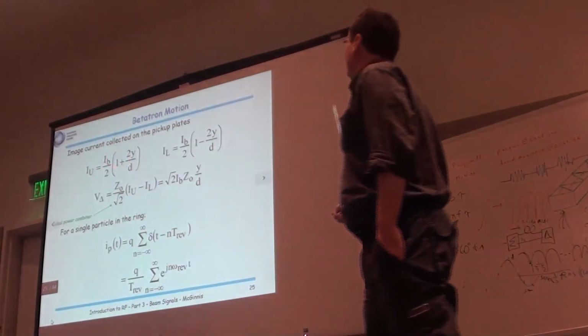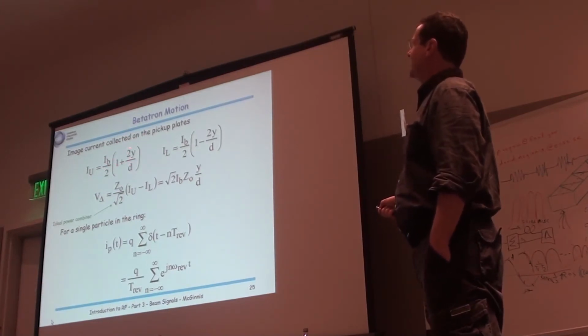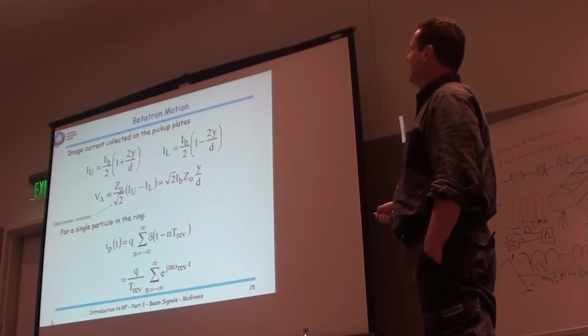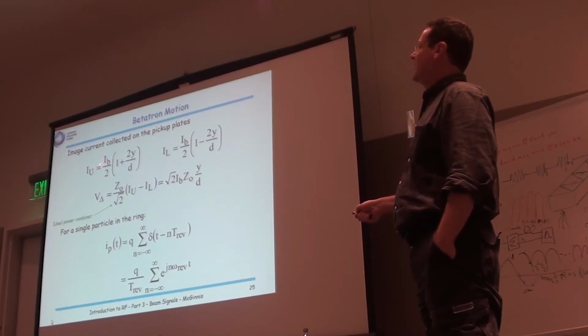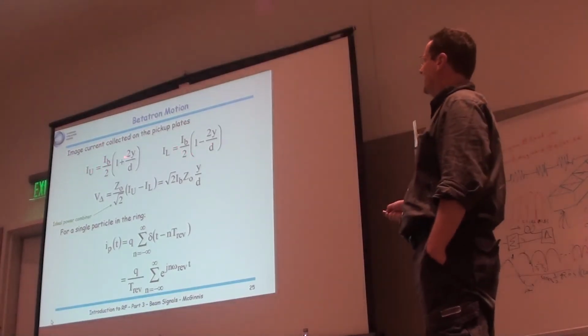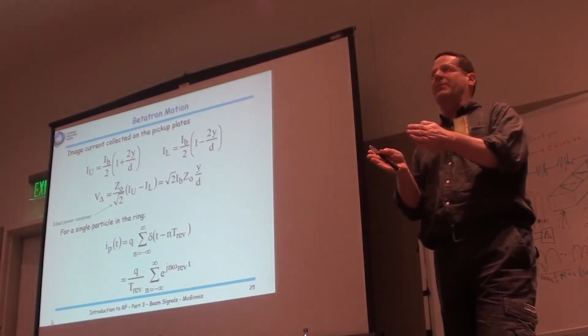Now, the image current collected on the upper plate gets 1 plus 2y over d. So take a look at this. When y equals d over 2, this becomes 1 plus 1 divided by 2. That means that you get all the image current on the upper plate and none on the lower plate. And y is equal to minus d over 2 for the opposite case. So this is just a simplified formula for a parallel plate pickup.